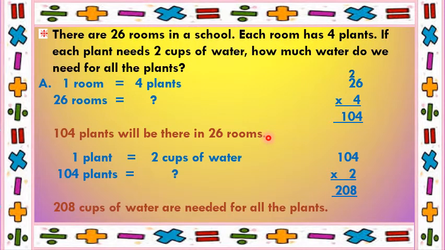Now it is also given that one plant needs 2 cups of water. Then 104 plants will need how many cups of water? Again using cross multiply and divide, we multiply 104 with 2. 4 twos are 8, 0 twos are 0 and 1 two is 2. So 208 cups of water are needed for all these 104 plants.